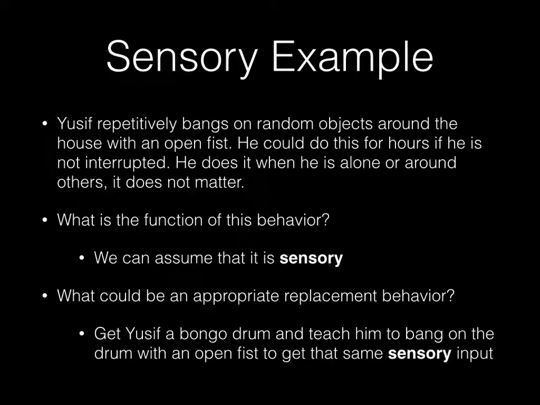A sensory example. Yusuf repeatedly bangs on random objects around the house with an open fist. He could do this for hours and hours if he is not interrupted. He does it when he is alone or around others, it doesn't matter. So what is the function of this behavior? We can assume that it is sensory. What could be an appropriate replacement behavior? For example, we could get Yusuf a bongo drum and teach him to bang on the drum with an open fist to get that same sensory input.